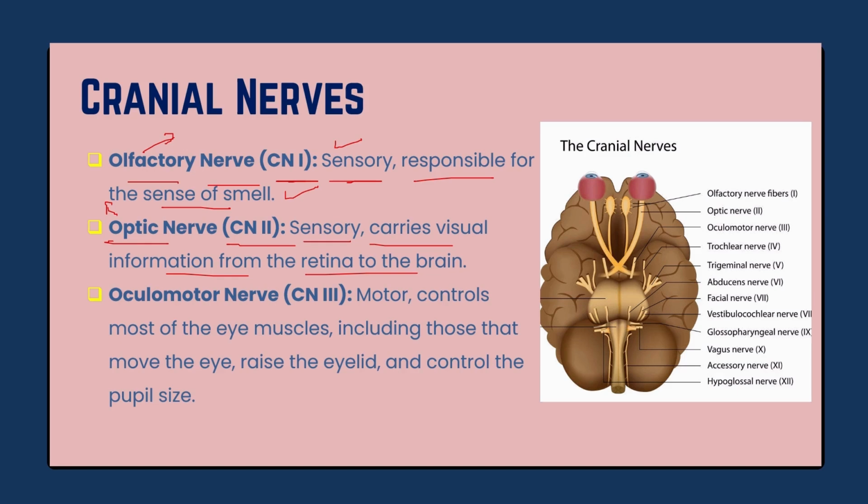Alright. The third one we have is oculomotor nerve. This is the cranial nerve number 3. See, as in the name oculomotor, it is motor in function, which means it controls most of the eye muscles, including those that move the eye, raise the eyelid and control the pupil size. We saw what a pupil is, right? We saw how the pupil moves when we were studying the hindbrain. So this was oculomotor, which is the third cranial nerve.